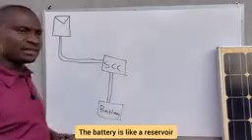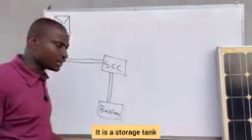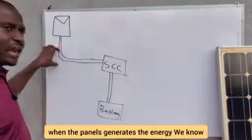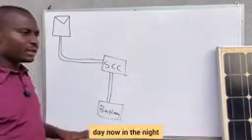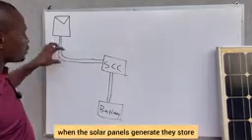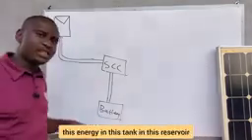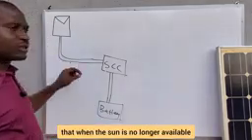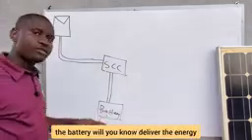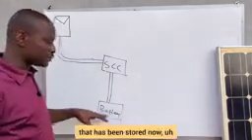The battery is like a reservoir. It is a storage tank. When the panels generate the energy, we know that the sun is only available during the day. Now in the night, there's no sun. So when the solar panels generate, they store this energy in this tank, in this reservoir called the battery, so that when the sun is no longer available, the battery will deliver the energy that has been stored.